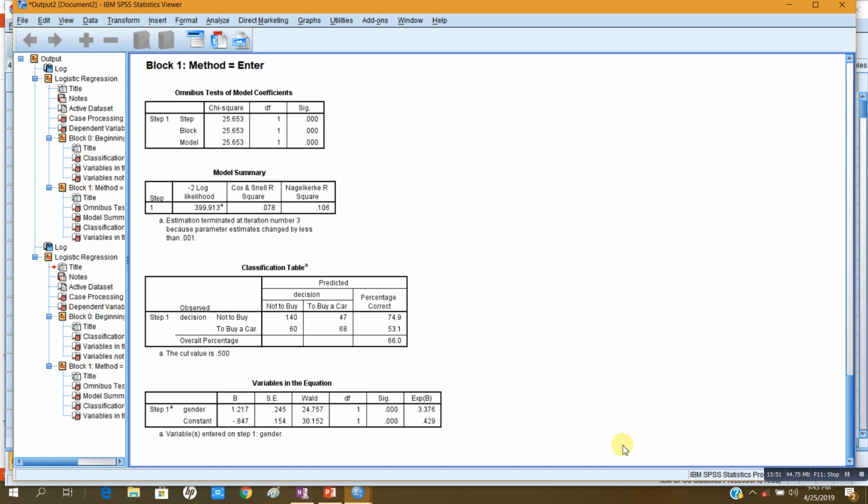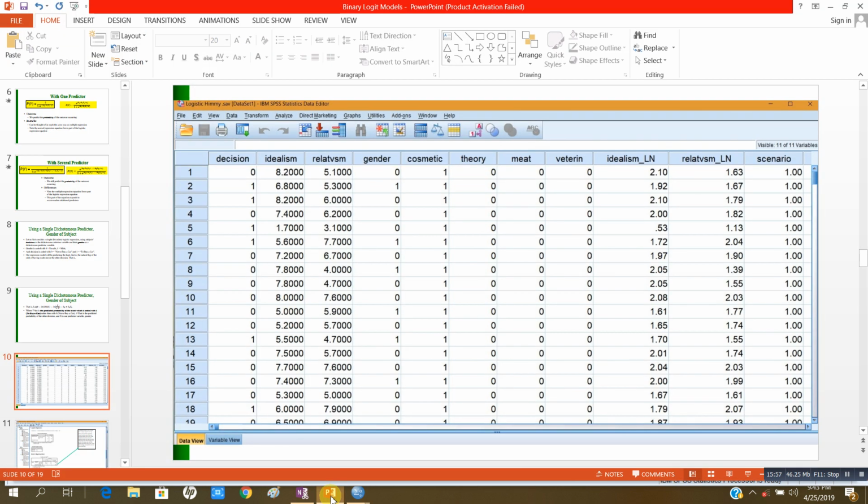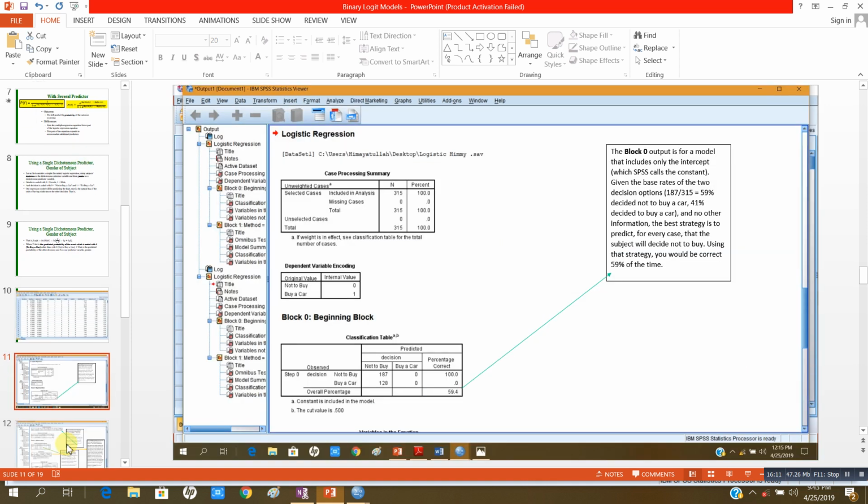I was here in this model and I basically used these two variables, the decision and the gender, and I regressed the decision on the gender variable using a binary logistic model. Now I'll explain the output. This is the first screenshot from the output, and as I told you, SPSS has used 315 cases in the analysis. There are no missing cases, so all of the cases are included in the model. This is the coding: 0 not to buy and 1 to buy a car, and this is block 0, the beginning block, and here is the explanation.